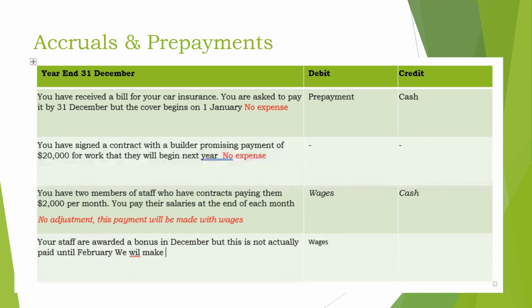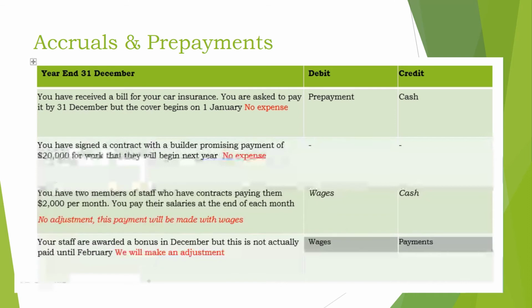So we will make an adjustment, because it's not in the accounts. It's not in the accounts because it's not been paid yet. So therefore, we will put it into wages. It's an expense, so it's going to go on the left with all our other expenses.